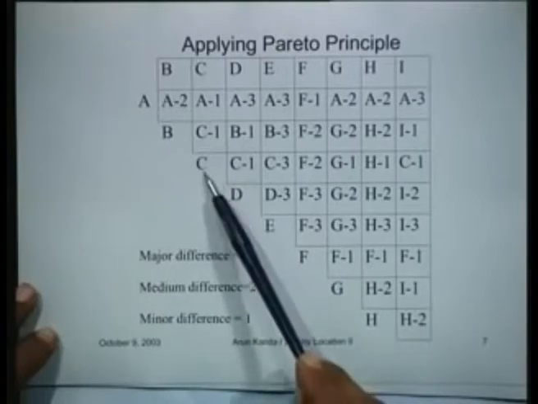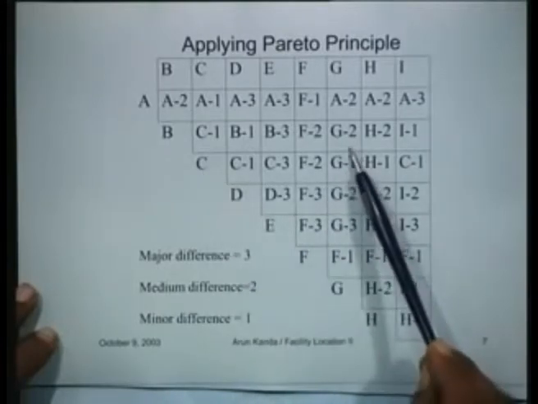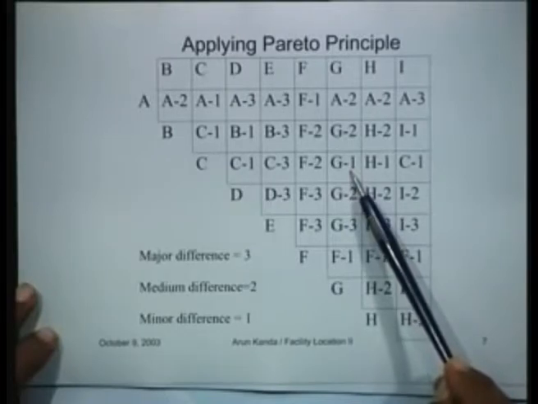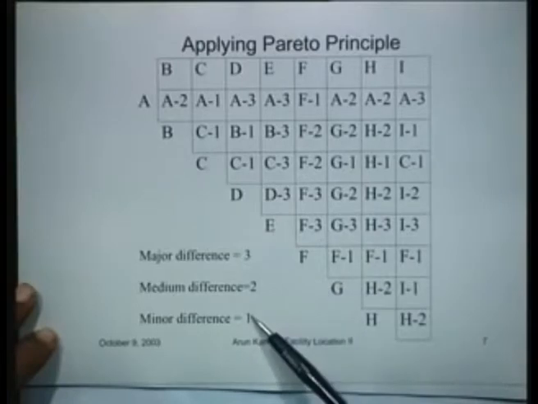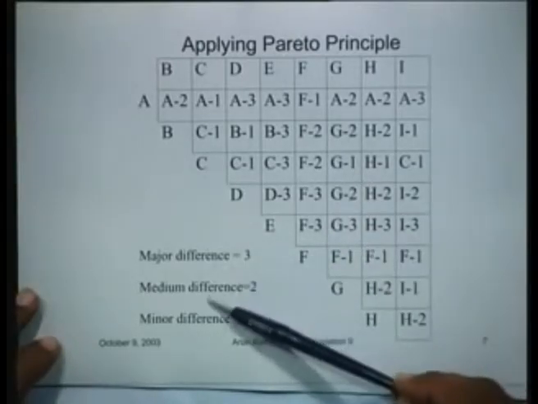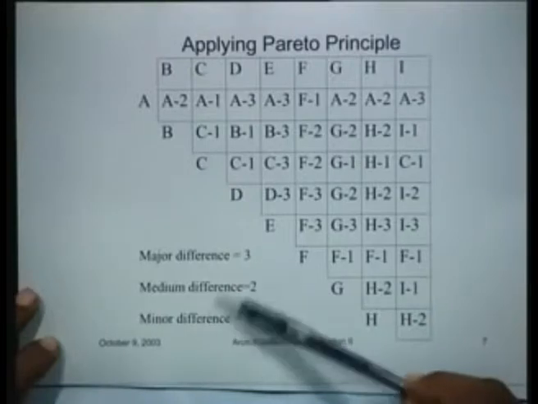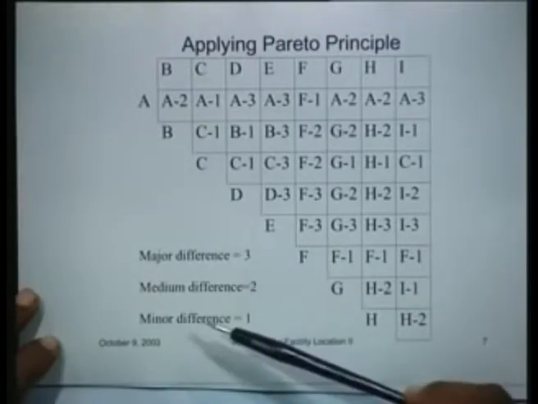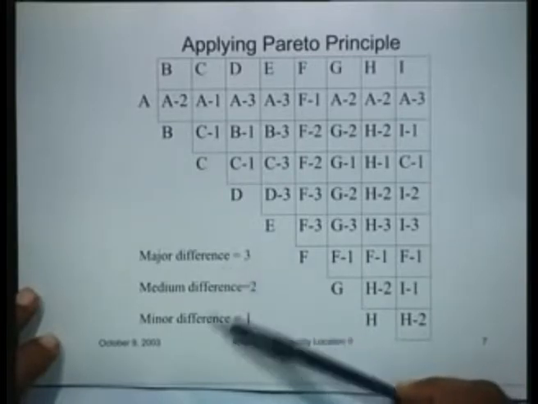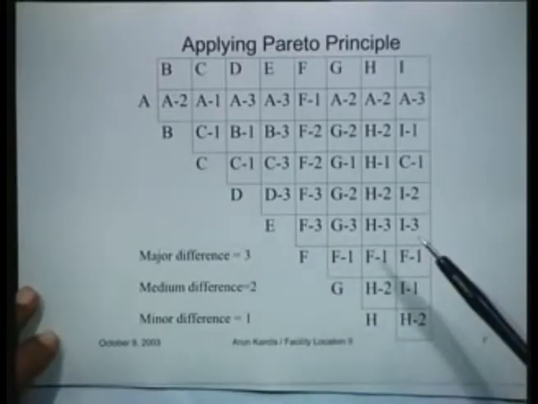Similarly, in comparing, for instance, C and G, the management felt that G was more important but the difference was minor, so you put minor, this kind of thing, because you are basically distinguishing between whether first you find out which one is better and then you say, okay, how much better. So this is a simple way of doing that.